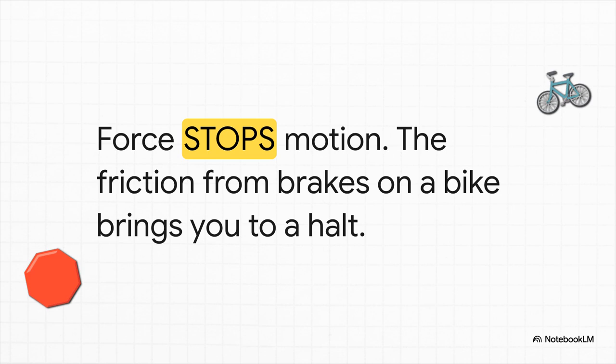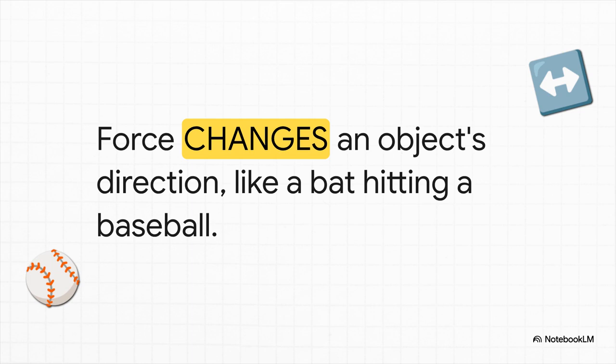Okay, effect number two, a force stops motion. That bike you're riding doesn't just decide to stop on its own. The force of friction from the brakes pushing against the wheels, that's what brings you to a stop. It's an external push acting against your motion. And the third big effect, a force changes an object's direction. Picture a baseball zipping towards a batter. It's moving in one straight line, but the instant that really powerful external force makes contact, bam, the ball goes screaming off in a totally new direction.